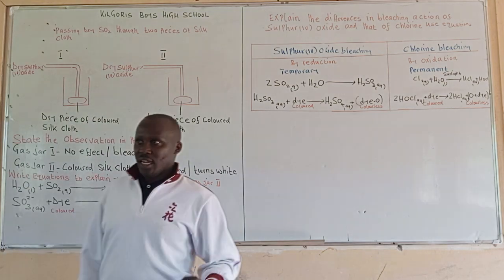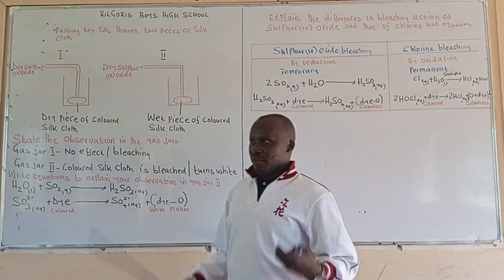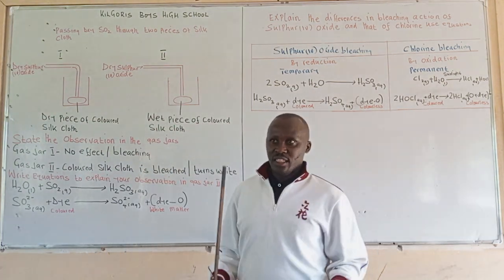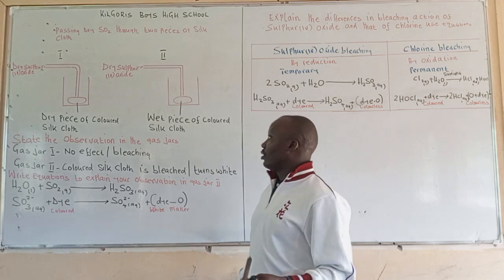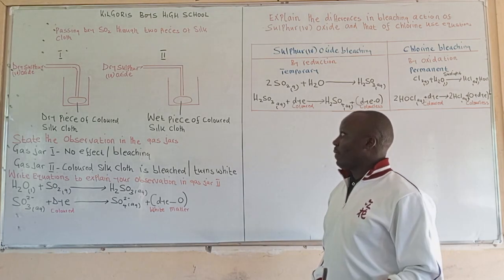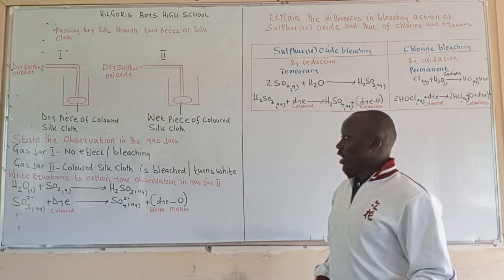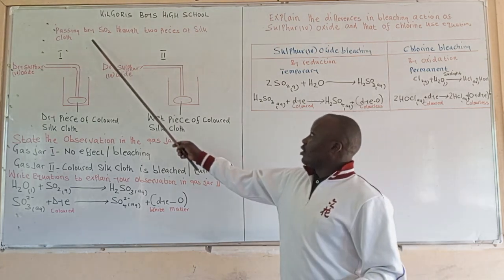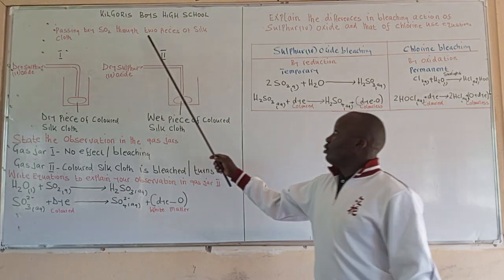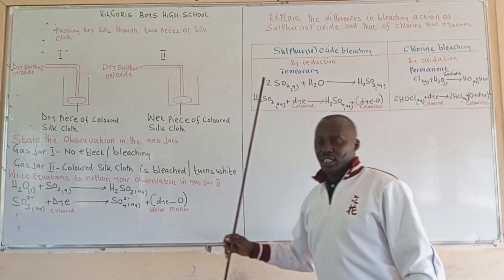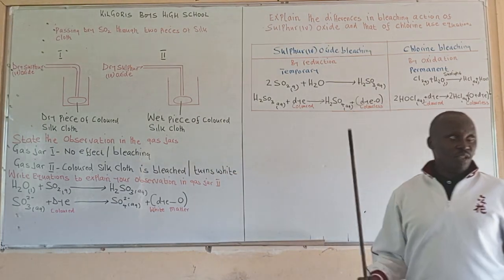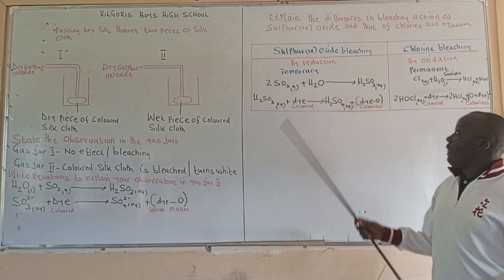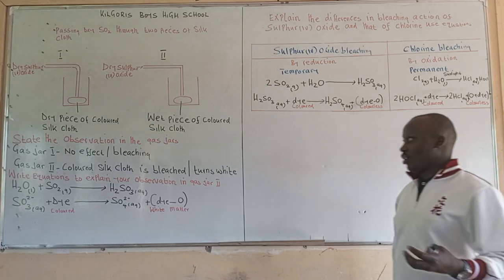Today we are looking at sulphur and its compounds, with a very common question on the bleaching action of sulphur. I have two questions here: passing dry sulphur oxide through two pieces of silk cloth, and the differences between the bleaching action of chlorine and the bleaching action of sulphur.